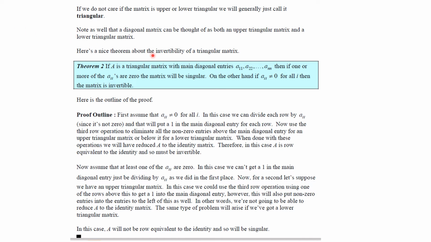And you should note that a diagonal matrix, by the definition, can be thought of as both an upper triangular matrix and a lower triangular matrix. So here's a theorem about the invertibility of triangular matrices.